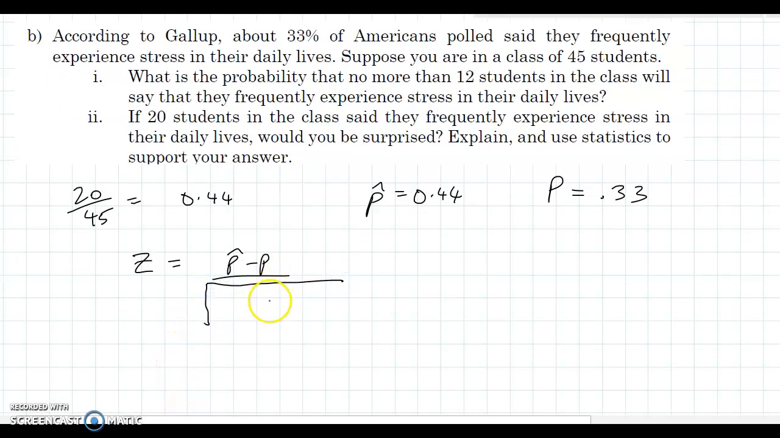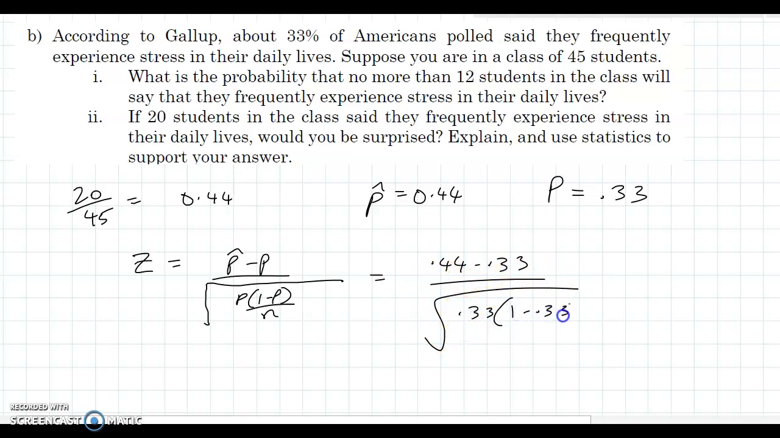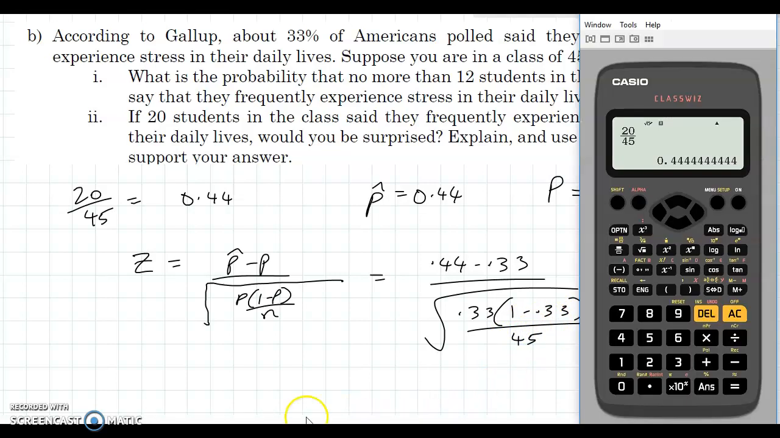So again, it's the same formula as earlier, with p times 1 minus p over n in here. So in this case, we have 0.44 minus 0.33 over the square root of 0.33 times 1 minus 0.33 over our sample size 45. So let's put that into the old Casio here. We have a fraction, and on top we have 0.44 minus 0.33. Downstairs we're going to have a square root, and inside that a fraction, with 0.33, open a bracket, 1 minus 0.33, close the bracket, and downstairs n, our sample size 45. Press equals, and we get 1.57 to 2 decimal places.